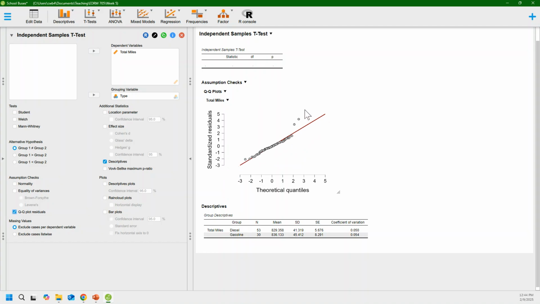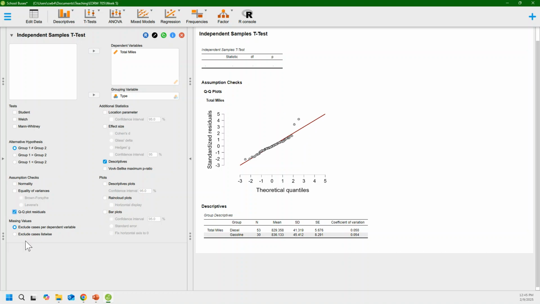Now, we have some deviations here. There are a couple of points that are deviating from this line, like these 2 points here. These may be outliers, or it may be that our data is deviating far from normality. So these 2 points here are giving me some cause for concern.